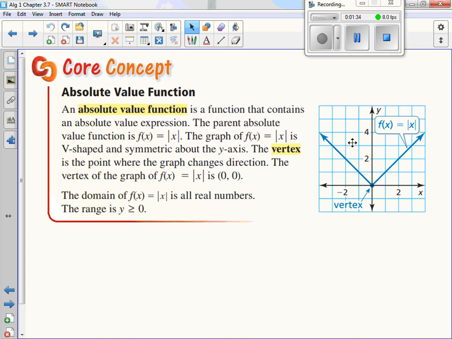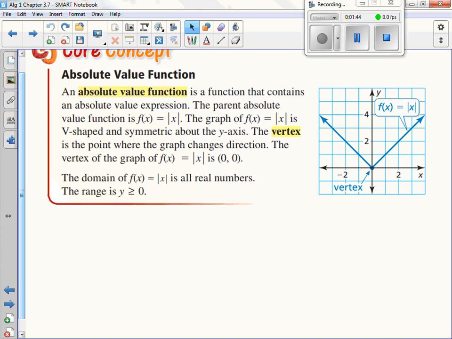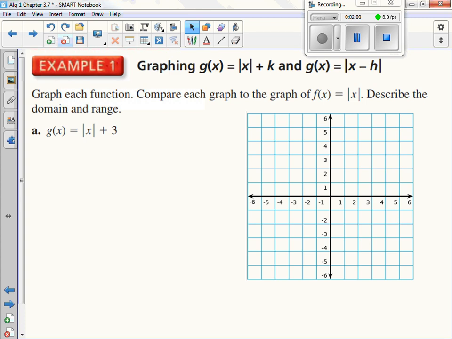Now we're going to have some transformations like we did yesterday where we moved it left, right, up, down, vertical stretch, vertical shrink, which will change the values of the range. And the vertex, the bottom of this V. That's what we're going to be looking at, graphing these different absolute value functions, and we're going to be coming back to that main overall function.